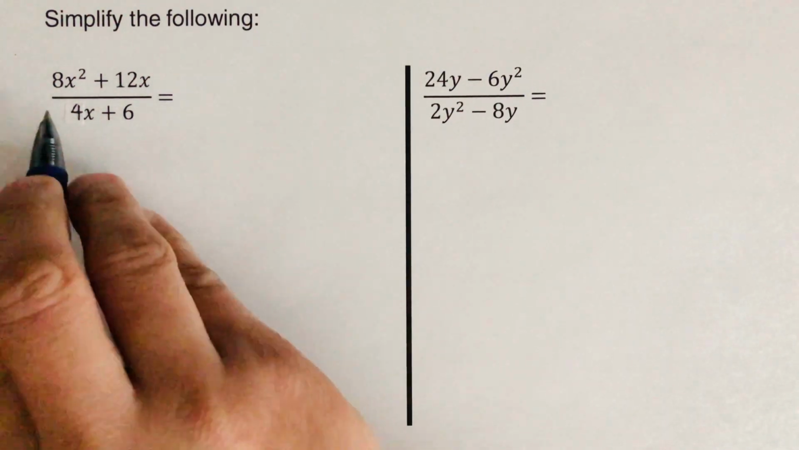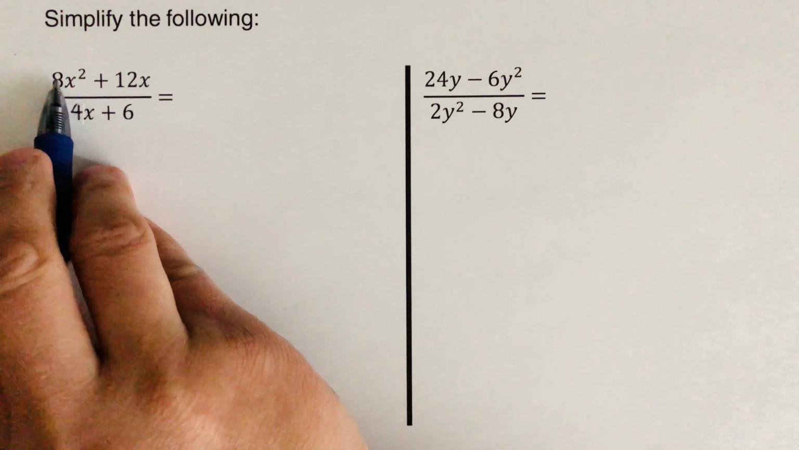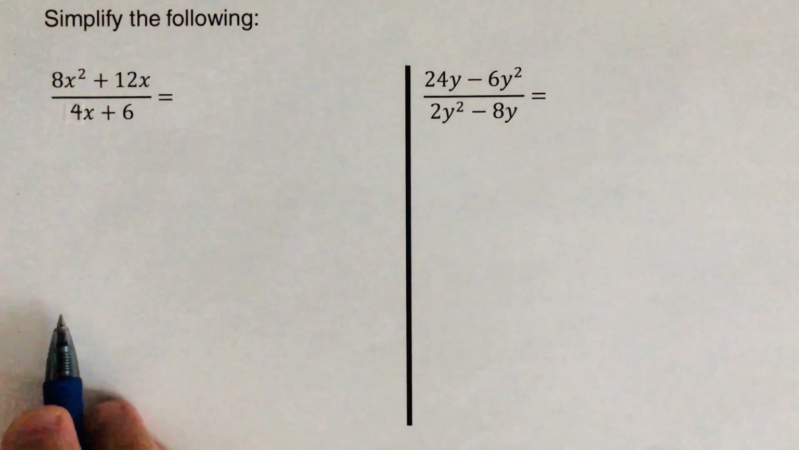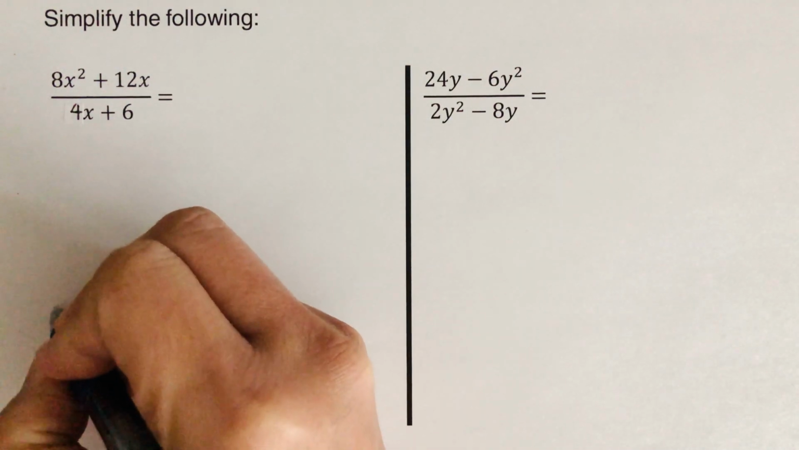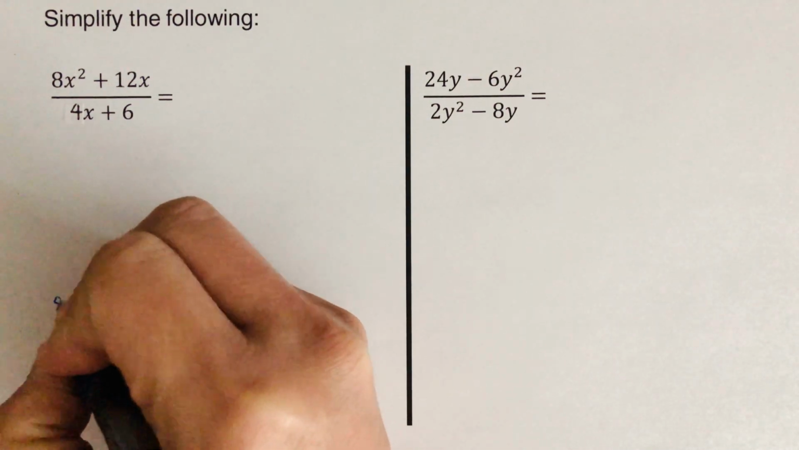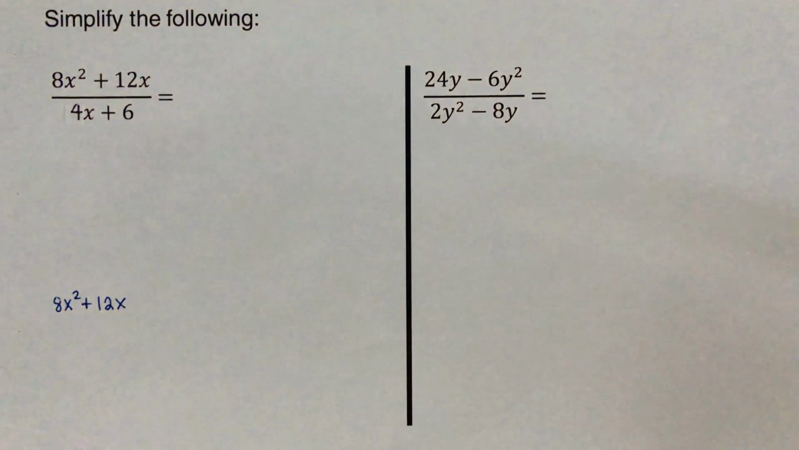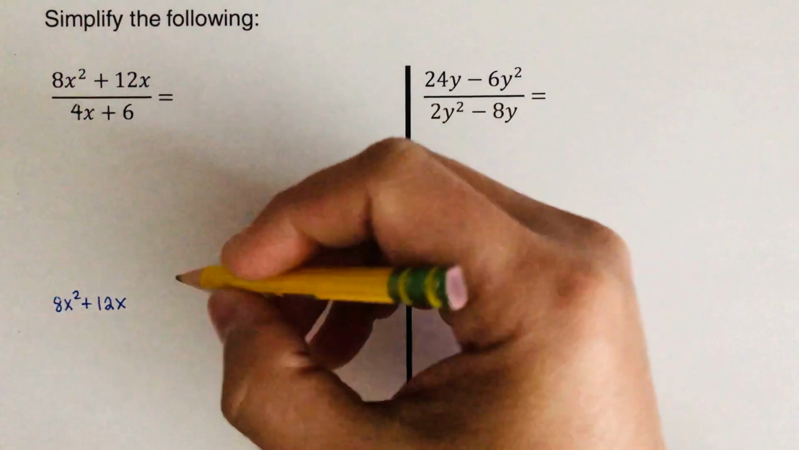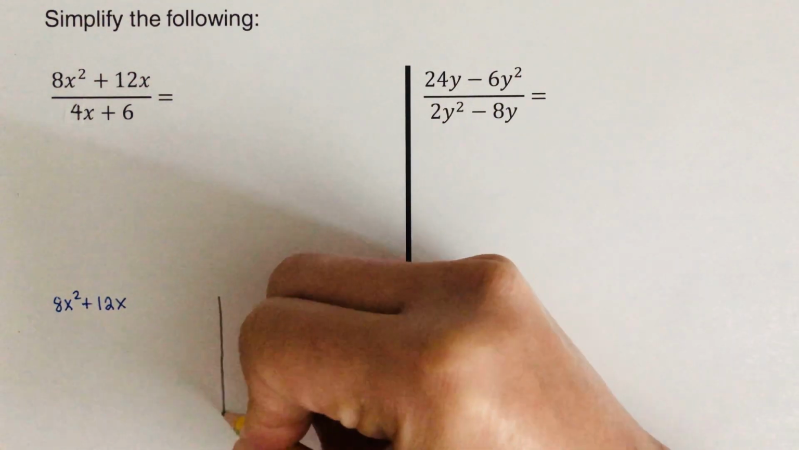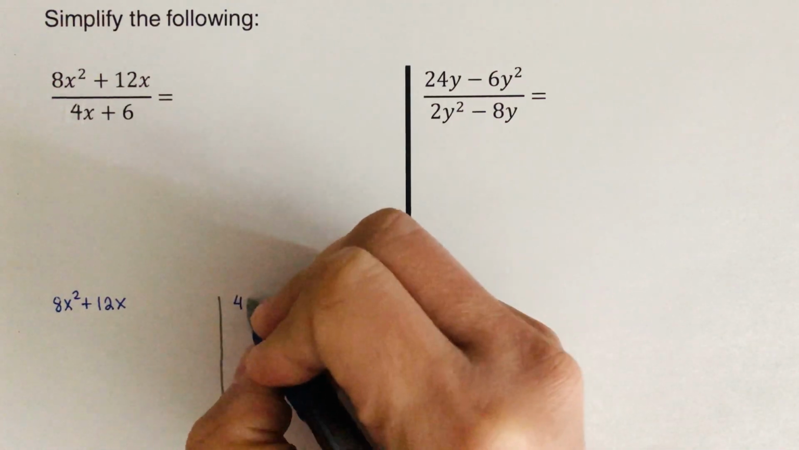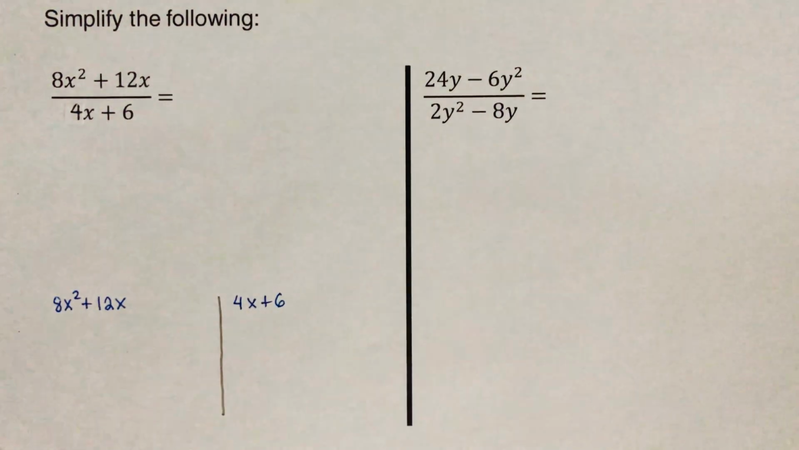So we're going to start by writing, again, on the first step, we're supposed to factor both the numerator and the denominator. So let's start with the numerator first. So I can go ahead and write 8x squared plus 12x. So we're going to factor that out. And then at the same time, we're going to factor as well the denominator. So I'm going to show the denominator right here is 4x plus 6. So we're going to factor it out.